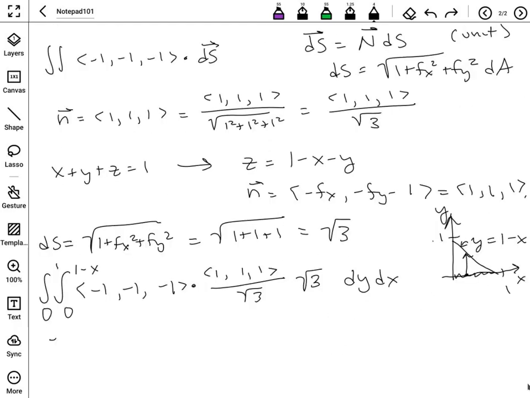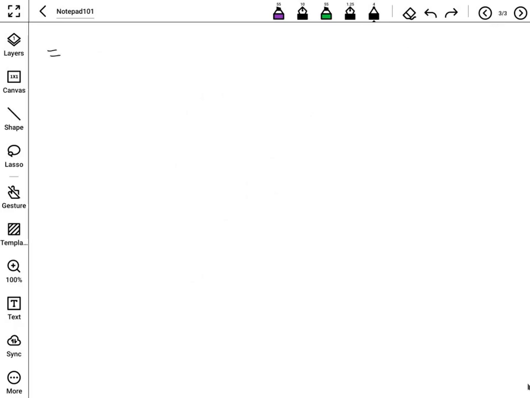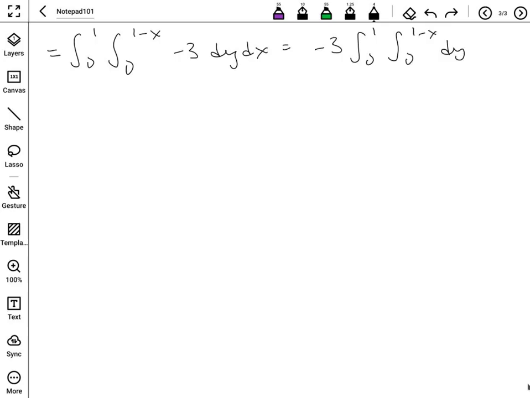So then I could evaluate my dot product, just component-wise, multiply together and then add. So minus 1 times 1, plus minus 1 times 1, plus minus 1 times 1. And those two root 3's are going to cancel each other out. And I'm just left with my dy dx here. Or minus 3, the integral from 0 to 1, 0 to 1 minus x, dy dx.